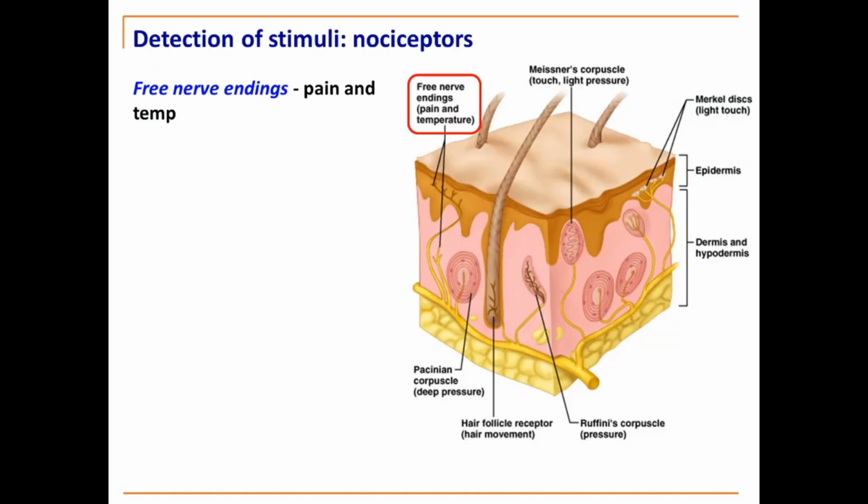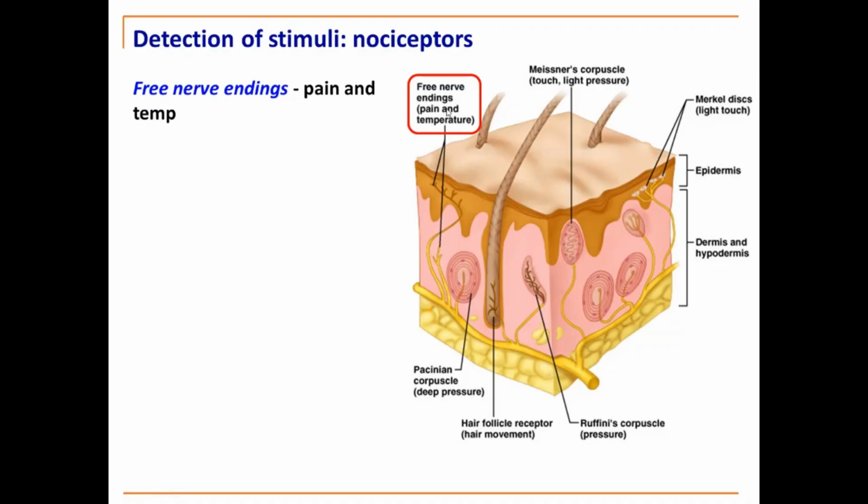So what about the nociceptors themselves? Where are they, and what are the receptors that we have? Well, we've got these three nerve endings that you can see here. So these detect pain and temperature changes. And so these are nice and simple. So this is where they are.